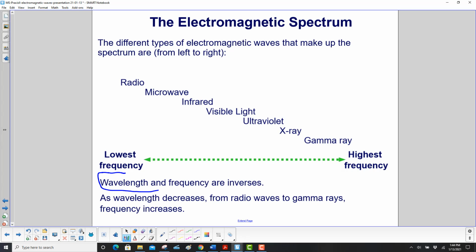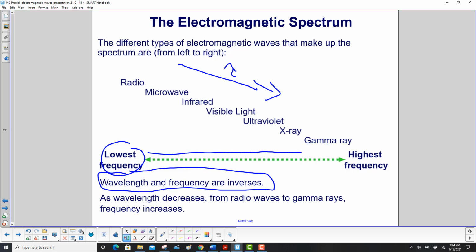Wavelength and frequency are inverses. So as wavelength decreases, the frequency will increase. So we have wavelength decreasing in this direction, but look, frequency is increasing going from left to right. Just the opposite of what the wavelength does.